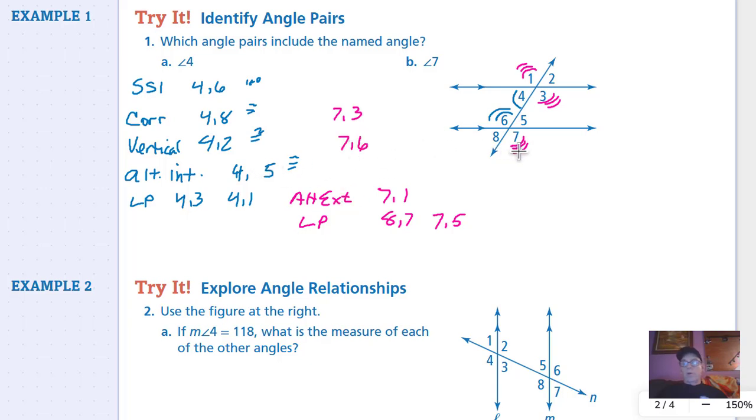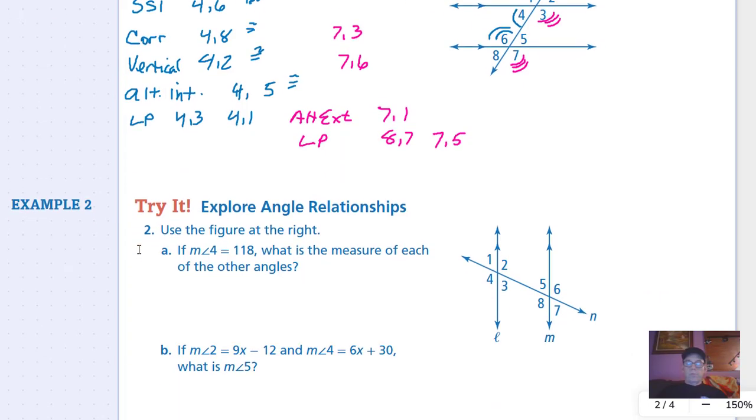We can't do alternate interior because 7 is an exterior angle. And we can't do same side interior because 7 is an exterior angle. So in pink here, we have the different relationships that the angles have with angle 7. Let's look at example 2.